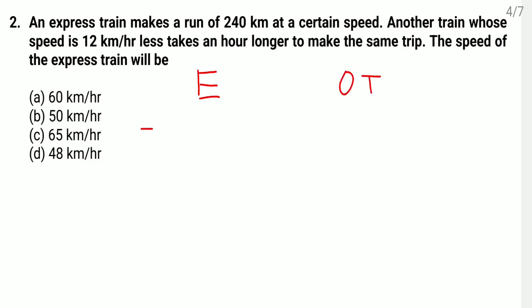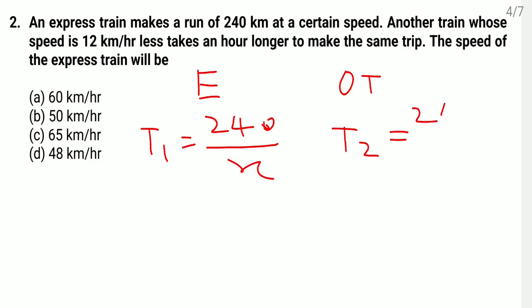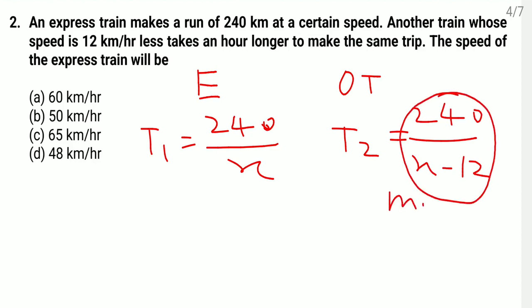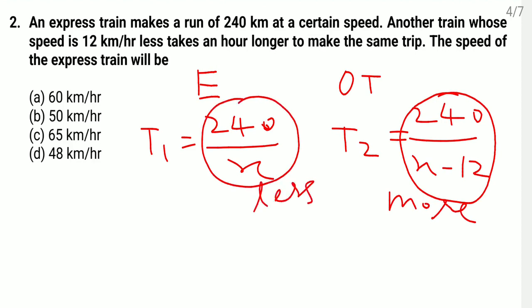Once again, the time required is distance divided by the speed. For the other train, now what did they say? The speed is 12 kilometers per hour less than that of the express train. That is x minus 12. Now for this train the speed is less, so it will require more time, and this one will require less time. Right? It means that more time minus less time is equal to 1 hour.